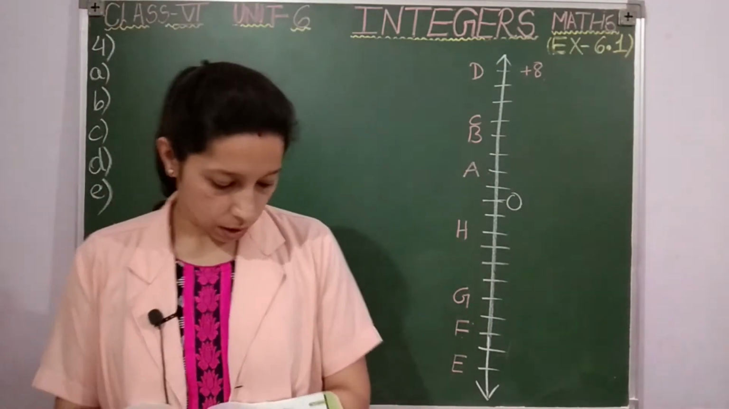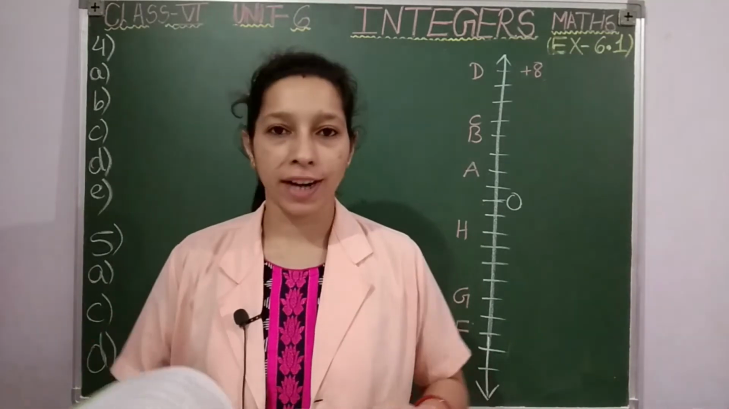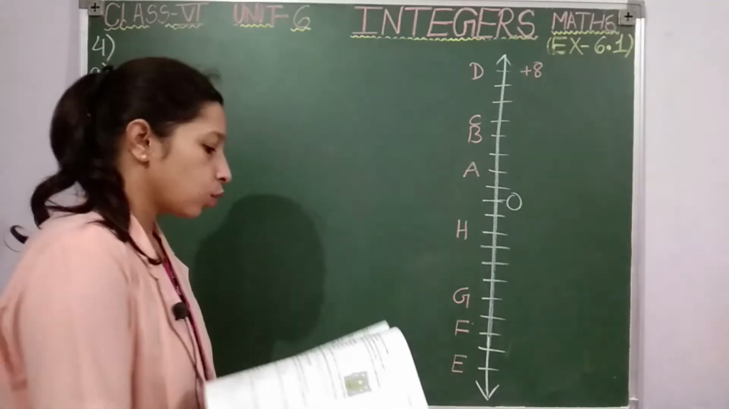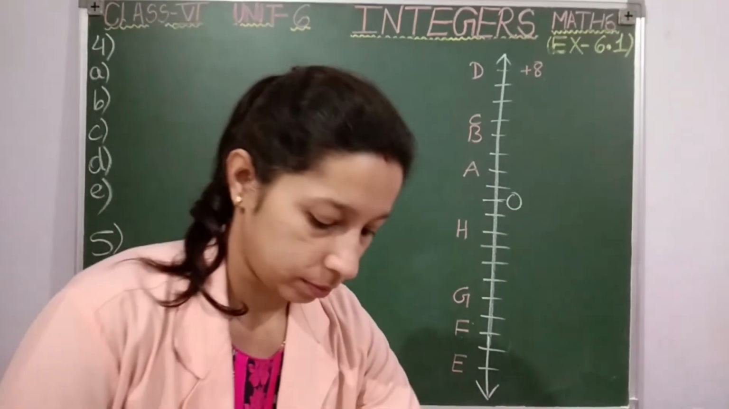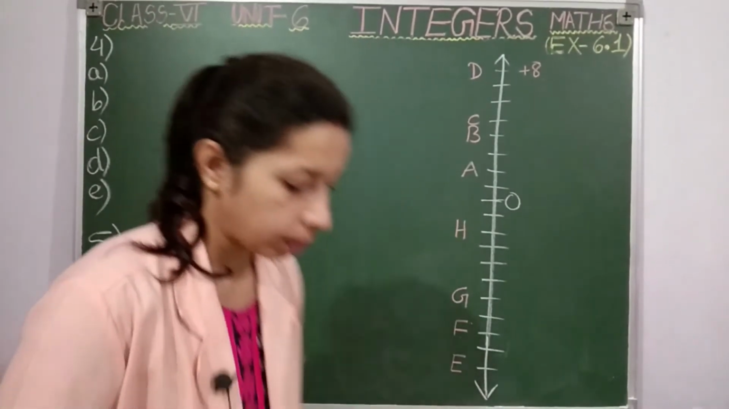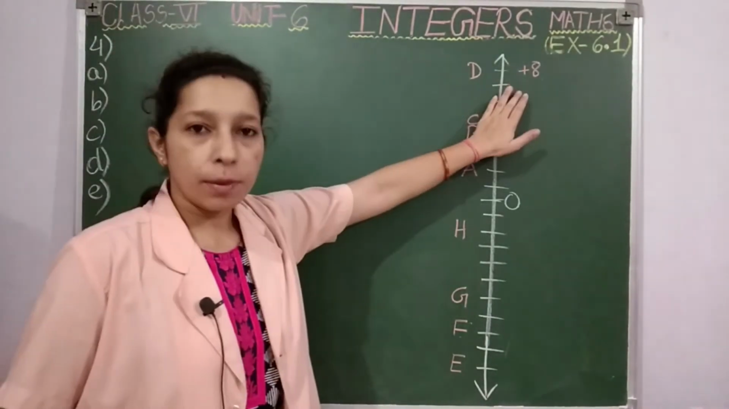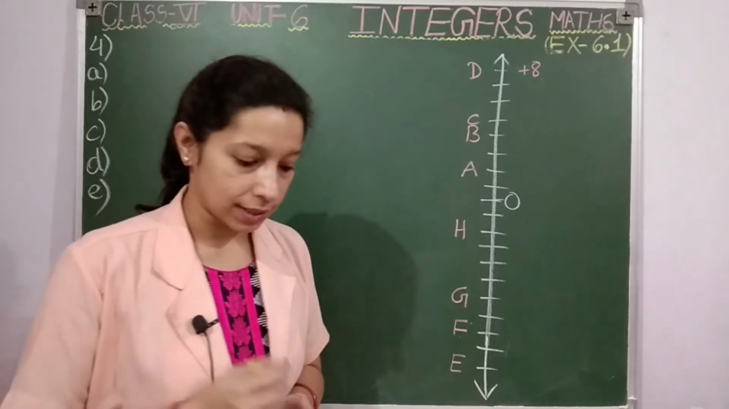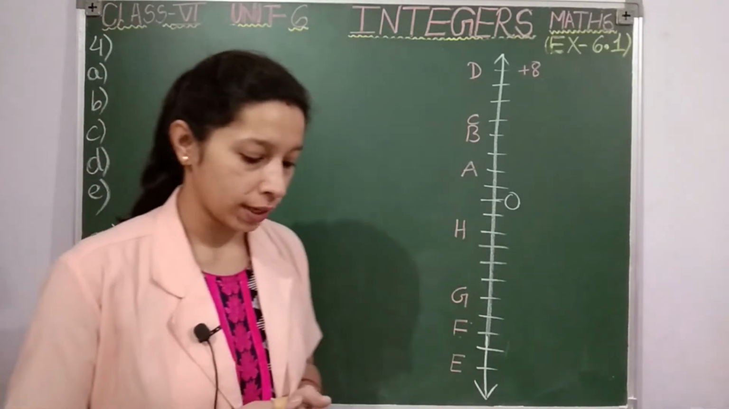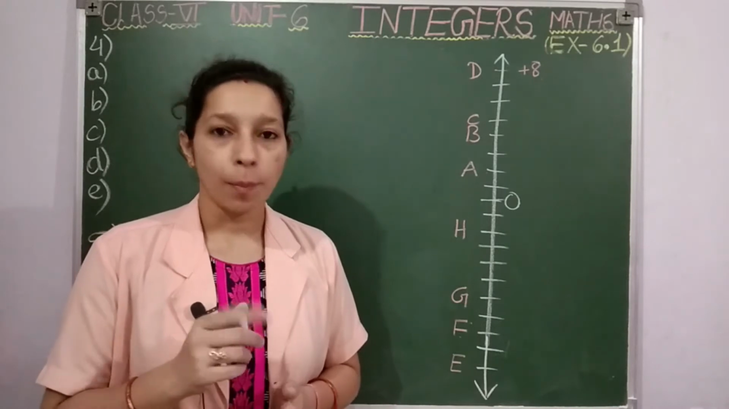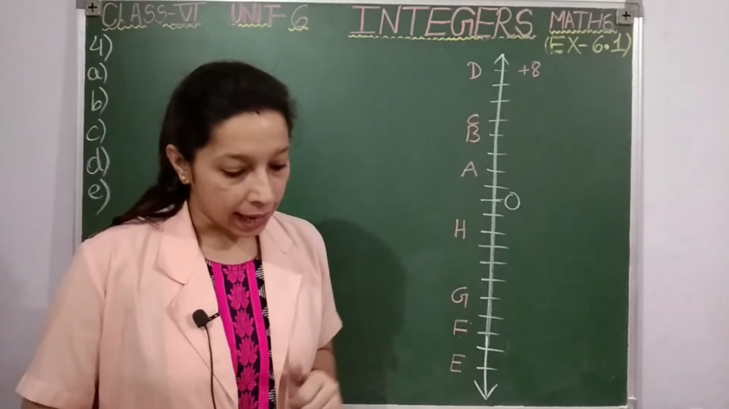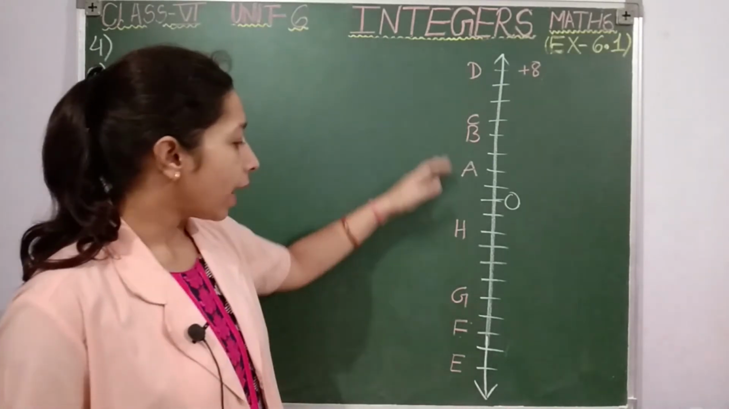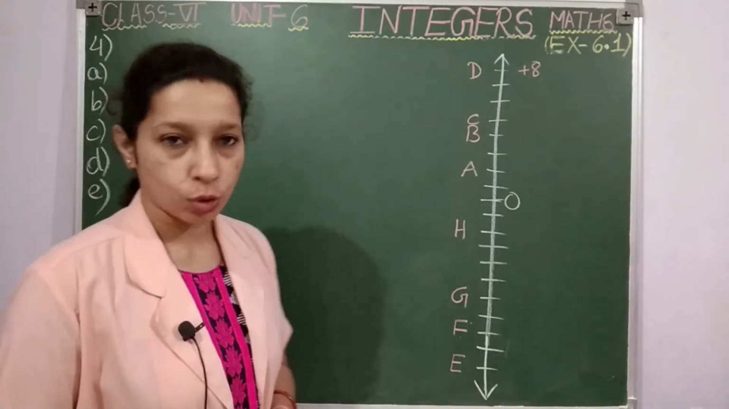So students, the fourth question we have already discussed. I have drawn the number line which is given in your textbook here. So here we can see D is indicating +8 and other alphabets are written. Okay, so we have to observe this and answer. See the first question in your textbook, students. If point D is +8, then which point is -8? So where you will get -8, that you have to show, students.